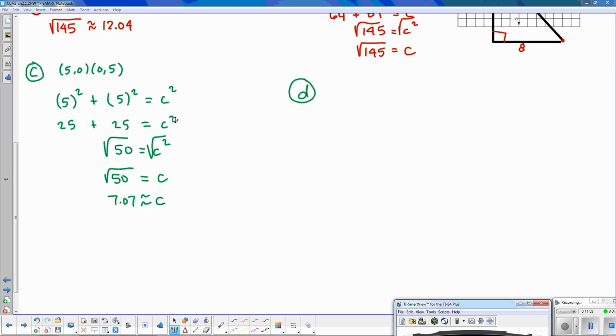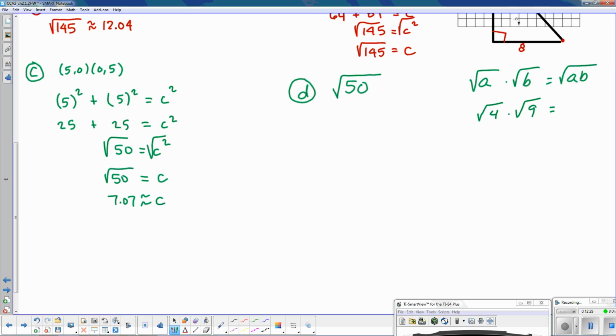To simplify something that's in square root form, what we have to look at is this. If you have the square root of A times the square root of B, it's going to give you the same thing as the square root of the product AB. If you think about it, the square root of 4 times the square root of 9 should give us the same thing as the square root of 4 times 9. Well, 4 times 9 is 36. So the square root of 36 is 6.